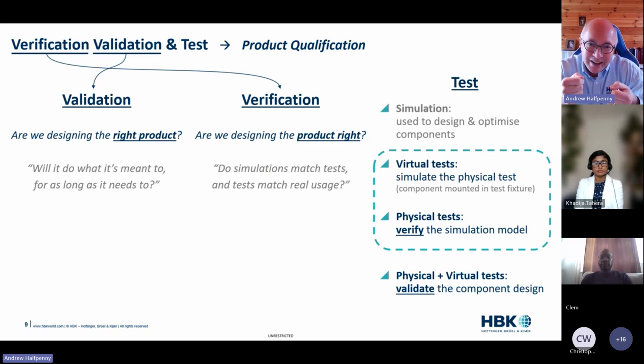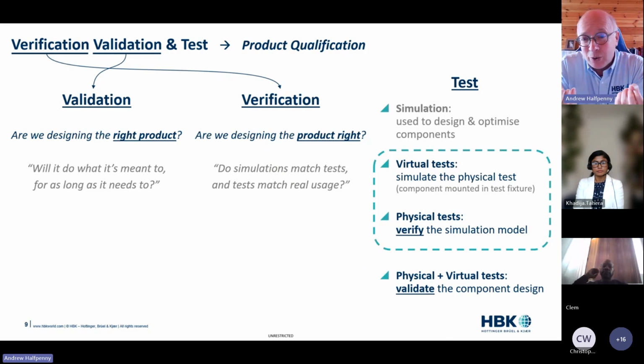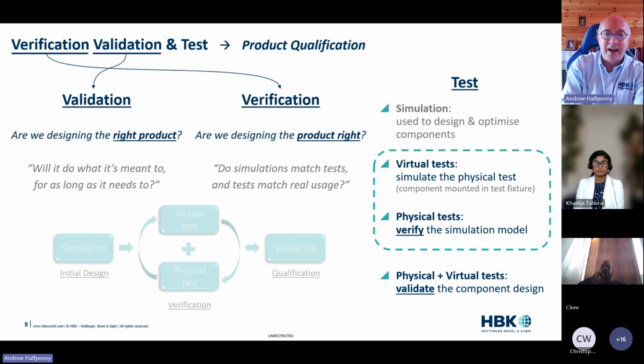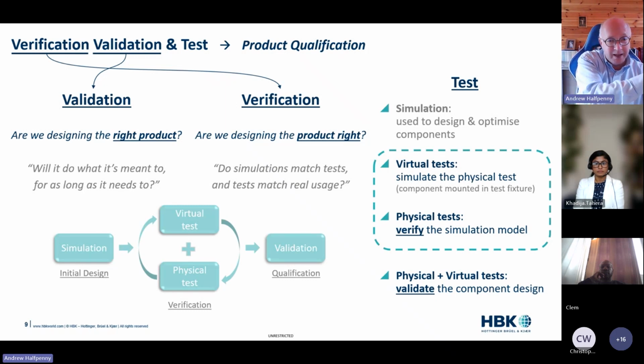When it comes to actually validating the component now, we use both of those. You see, physical tests are expensive and they take a long time, so we might not do everything. But if we know our virtual test is right, the simulation model can take over. So we can combine both of those to validate the component. So here we see, in the initial design, we use simulation. Then when we verify the design, we use a combination of virtual test based on simulation and physical test, and we iterate in order that we get a really good simulation. And then we use the combination of both of those in order to validate and qualify our component.